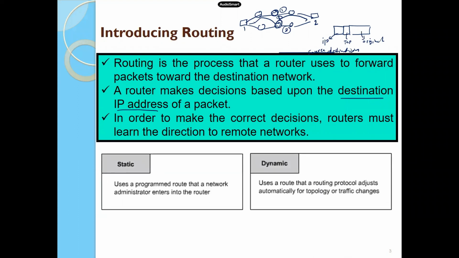All right, so static routing uses a programmed route that the network administrator enters into the router. We did that in last week's lab on static routing. It could be dynamic, which uses a route that the routing protocol adjusts automatically for topology or traffic changes. And that's the good thing about dynamic routing. The keyword here is that the adjustment is automatic. Whether there is a change on the network itself or the traffic, the route will be changed automatically.